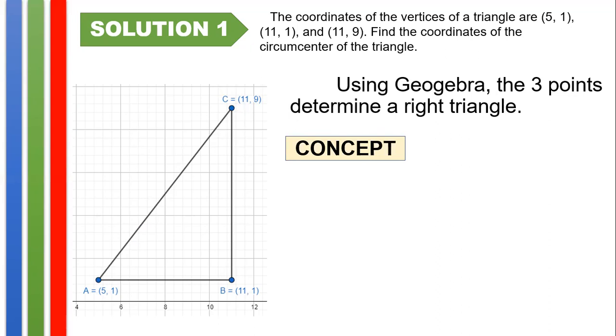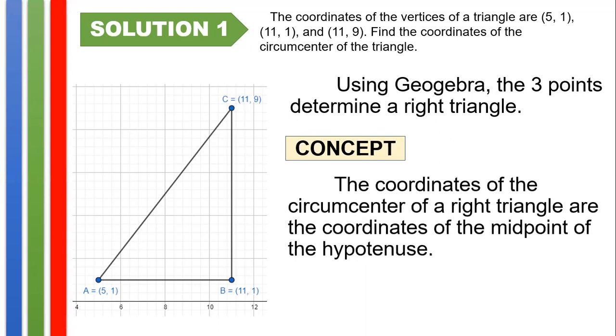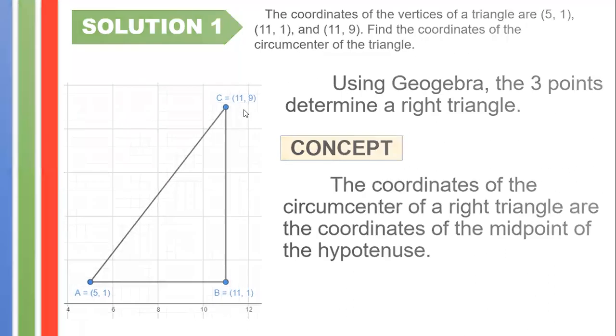Another concept check for right triangles is that the coordinates of the circumcenter of a right triangle are the coordinates of the midpoint of the hypotenuse. The hypotenuse is the longest side of your right triangle, and it is the side opposite the right angle. So your hypotenuse here is line segment AC. To solve for the circumcenter, we have to solve for the midpoint of segment AC.